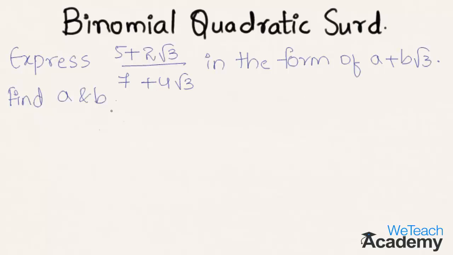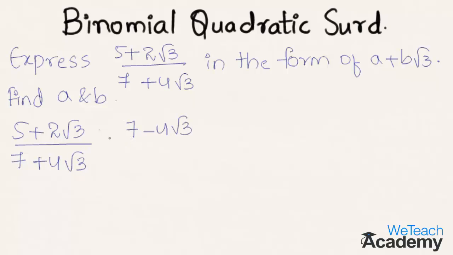Express the given example in the form a plus b root 3 and find a and b. The given example is 5 plus 2 root 3 divided by 7 plus 4 root 3. The rationalizing factor of 7 plus 4 root 3 is 7 minus 4 root 3. Now let us multiply the numerator and the denominator by the rationalizing factor.